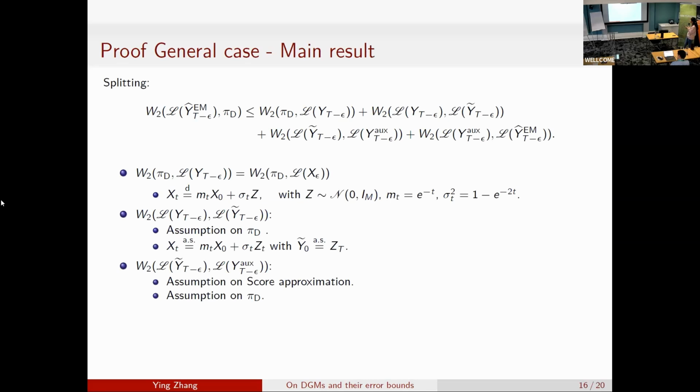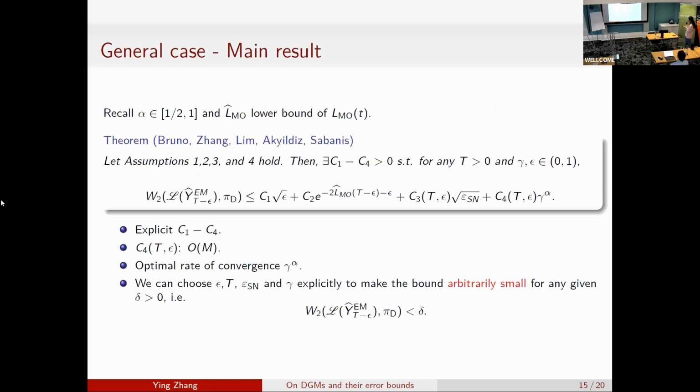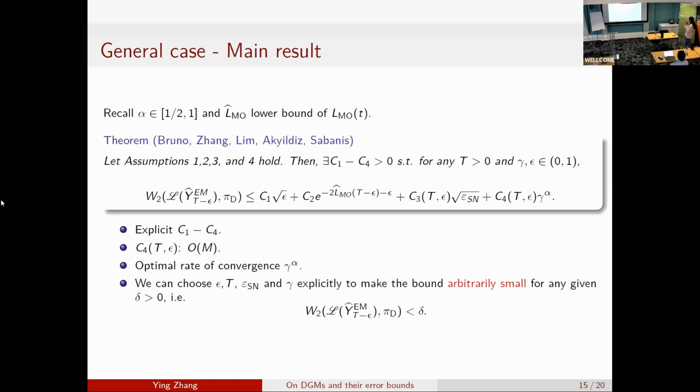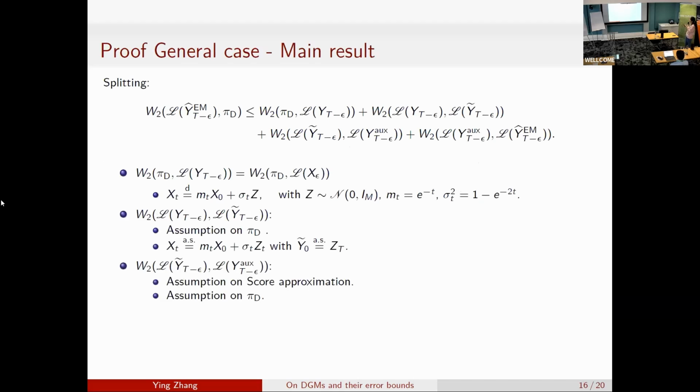Then for the third term, we have the SDE involving the true score and the approximated score, so we need the assumptions on the score approximation to upper bound this distance. Here we again use the assumptions on the data distribution, where the score satisfies some one-sided Lipschitz condition. This gives the third term on the right-hand side. Here we see that this term, which appears in this assumption, appears here. So this is the upper bound for the third term.